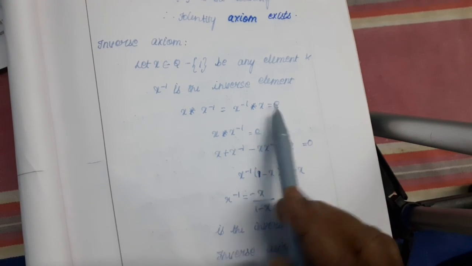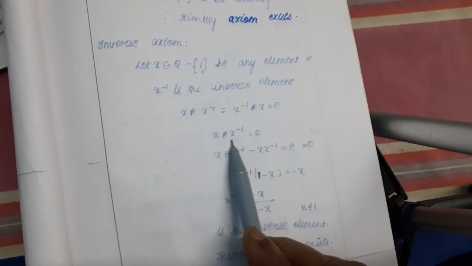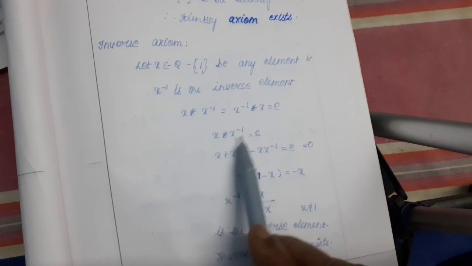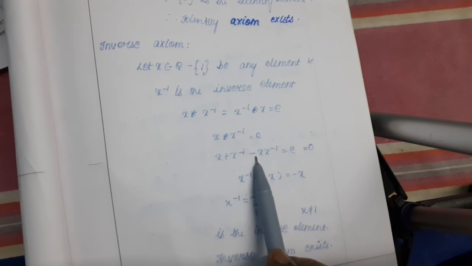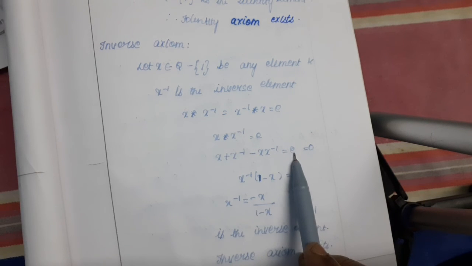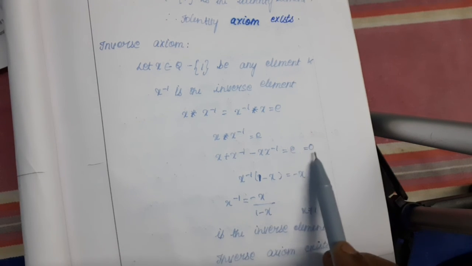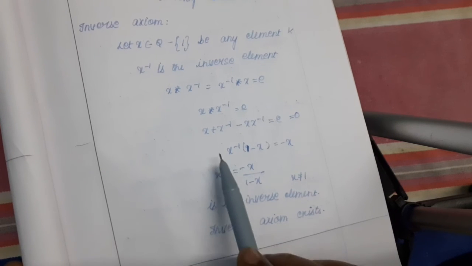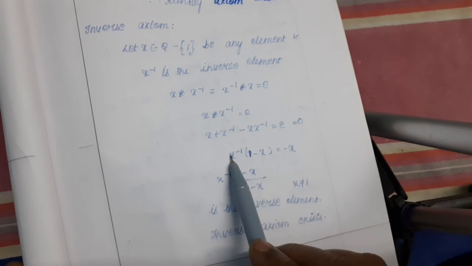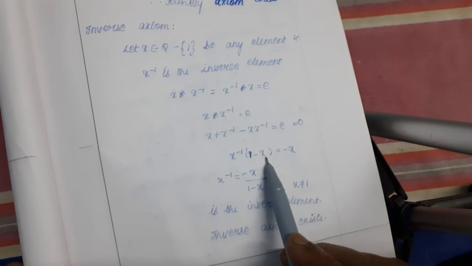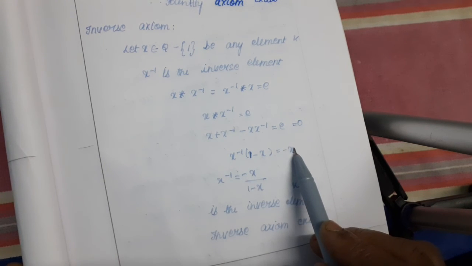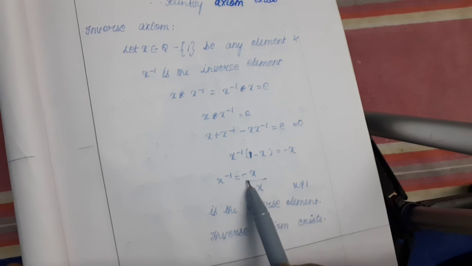We compare first with the element E, and we are going to find x inverse. So x star x inverse equals E. By the axiom, x star y is x plus y minus xy. Similarly, x plus x inverse minus x times x inverse equals E. What is the element E? E is nothing but 0. Therefore we take x inverse common, which gives (1 minus x). The plus x comes to this side as minus x.